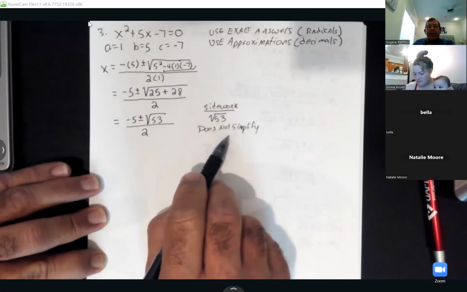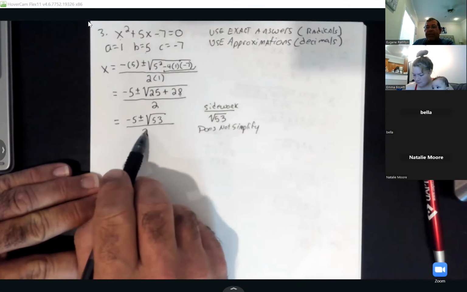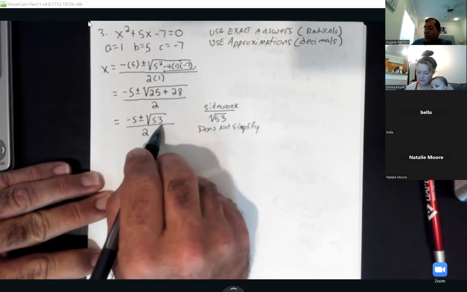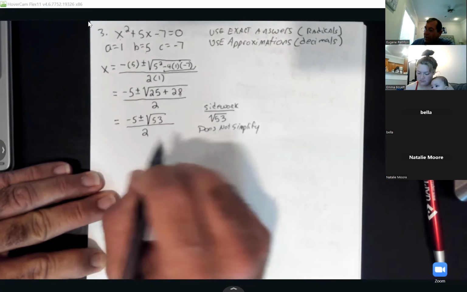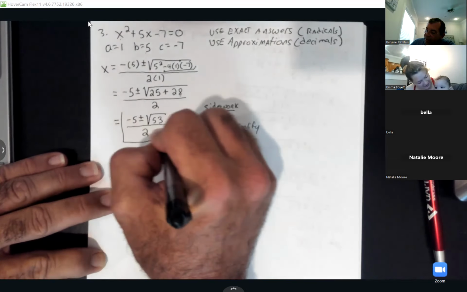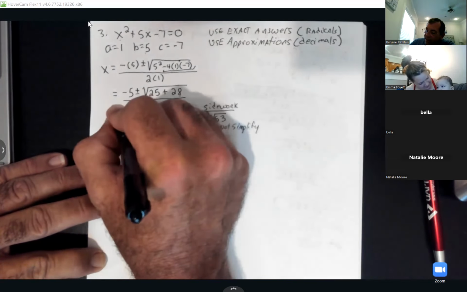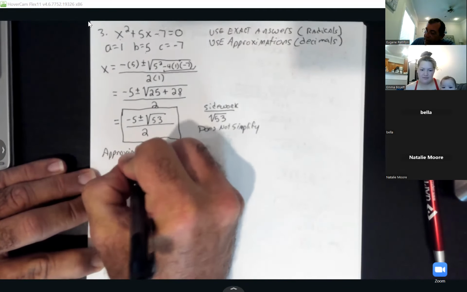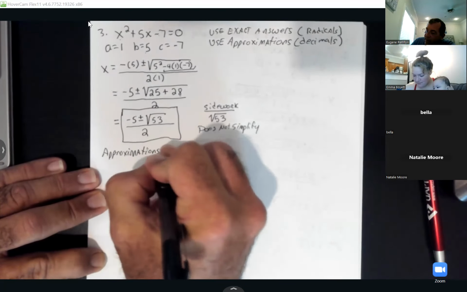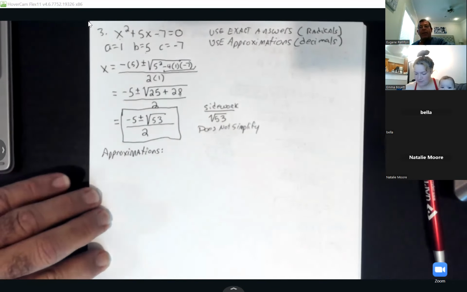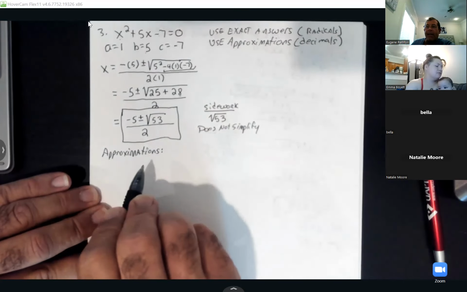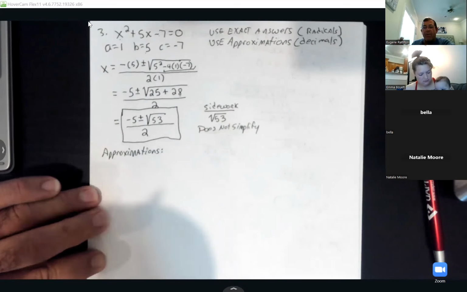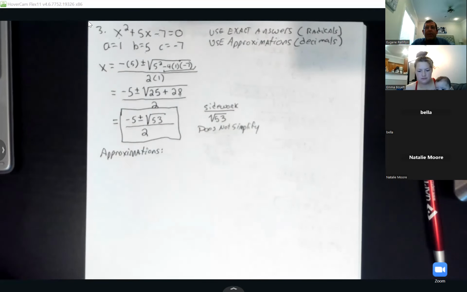So since this radical does not simplify, this right here is my final answer: -5 plus or minus square root of 53 over 2. This is the exact answer they wanted first. Now to get the approximations, I'm going to go to the calculator and use the fraction form.